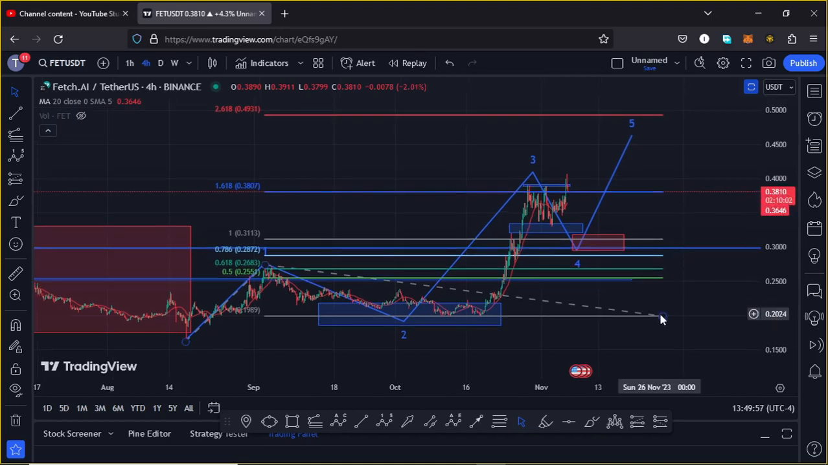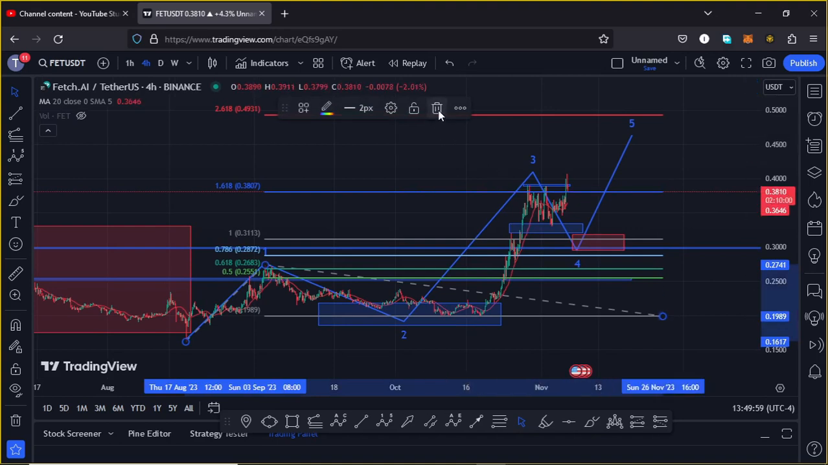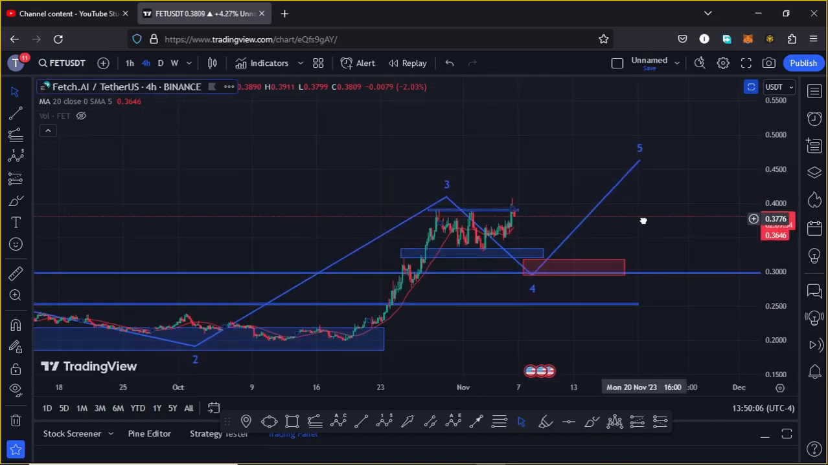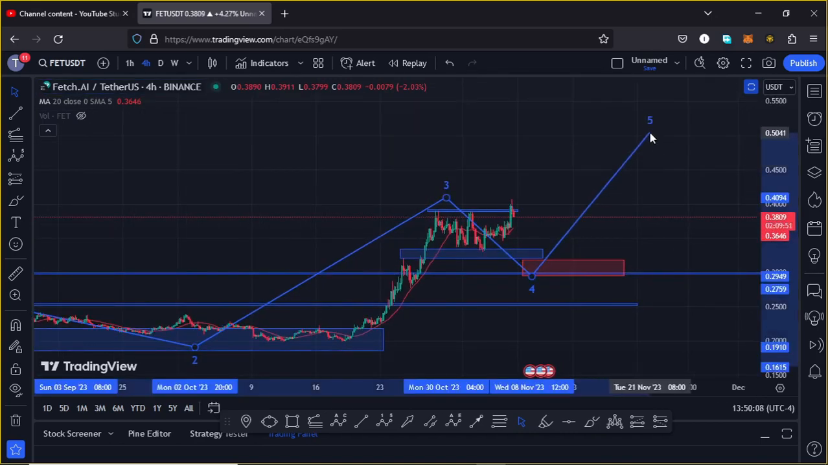There are chances that in the next coming hours we can now see a bit of a corrective structure in the formation of this wave 4 before we can get aggressive once more in the formation of this wave 5.